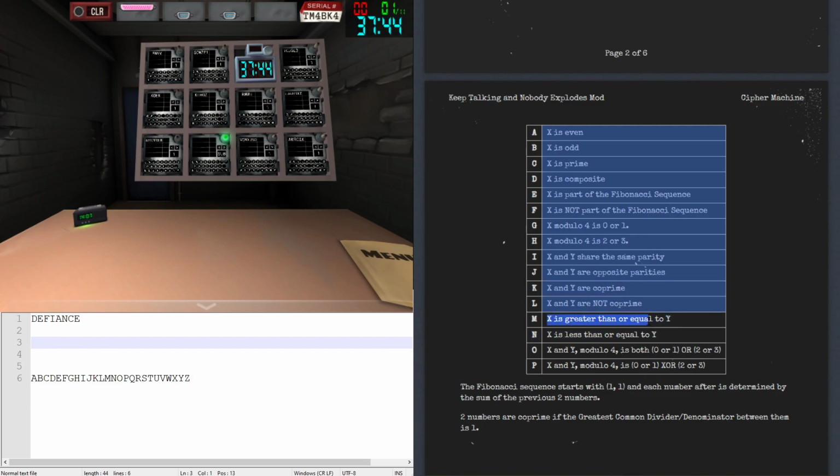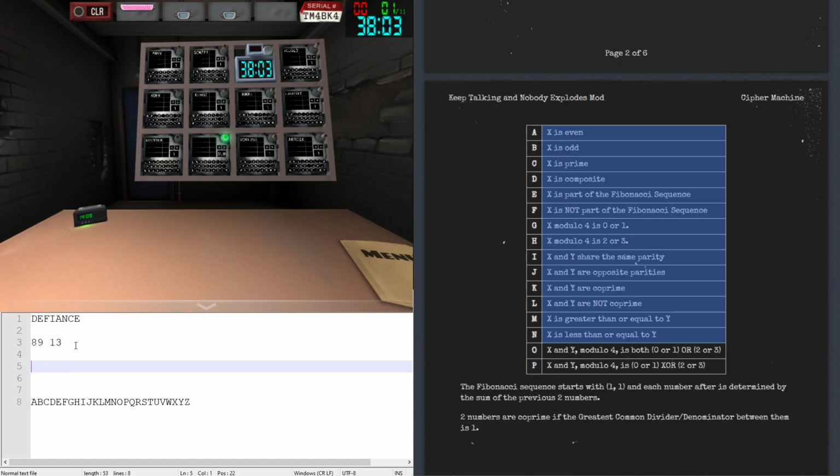X is greater than or equal to y. That should be standard. X is less than or equal to y. Remember, x is the first value and y is the second value. Now, these last two can be a bit tricky, so I'll go over them. When x and y both modulo 4, let's take our 89 and 13, and modulo both of these by 4. So 89 modulo 4 is 1, and 13 modulo 4 is also 1. So modulo 4 is either 0, 1, 2, or 3. In this case, this would be true because they're both 1s.